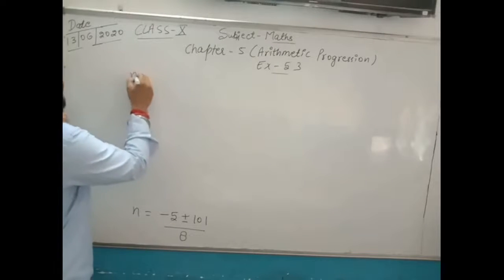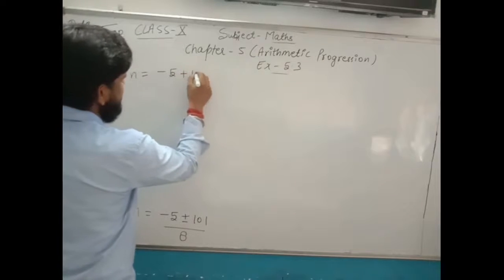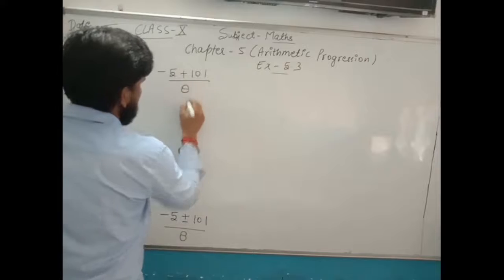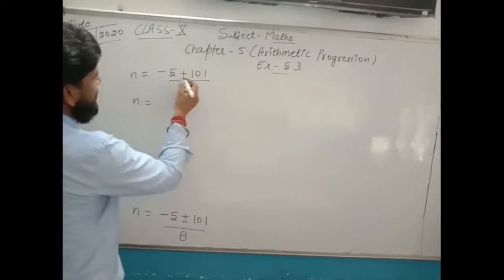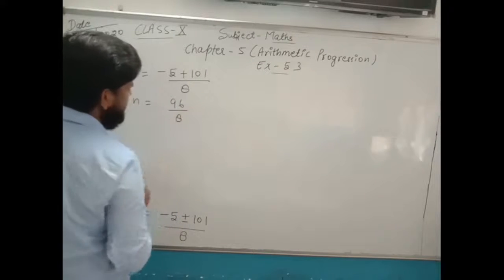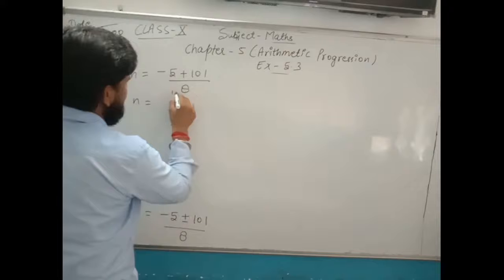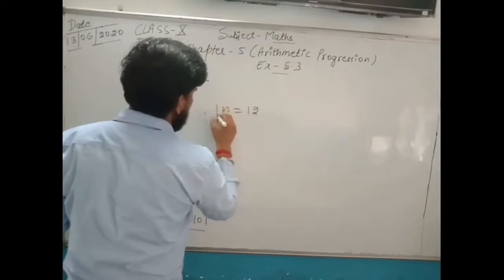So students, n is equal to minus 5 plus 101 upon 8. पहले मैं पॉजिटिव ले रहा हूँ यहाँ पर. So n is equal to minus 5 plus 101, 96 is remaining upon 8. 8 बन जाए 8 to the 12. So here n is equal to plus 12.